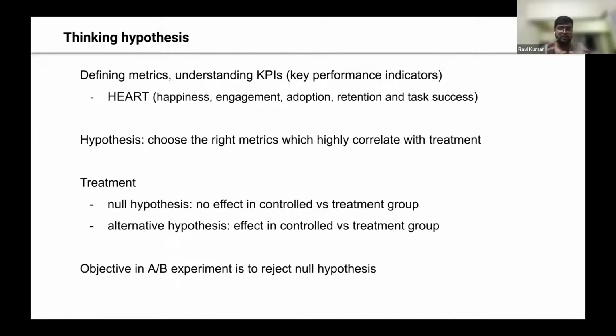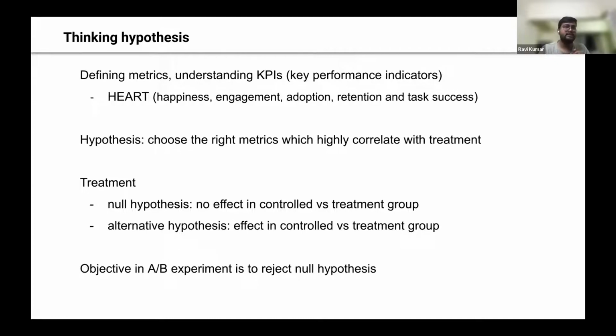For the hypothesis, what kind of metrics will you be looking for in any feature in general? Across the industry, people use HEART for launching any feature: happiness, engagement, adoption, retention, task success. What does it mean? Happiness is basically a proxy for user satisfaction. Engagement is how the user is getting engaged with that feature, like if people are coming to it, how many times on a daily level they use that feature.